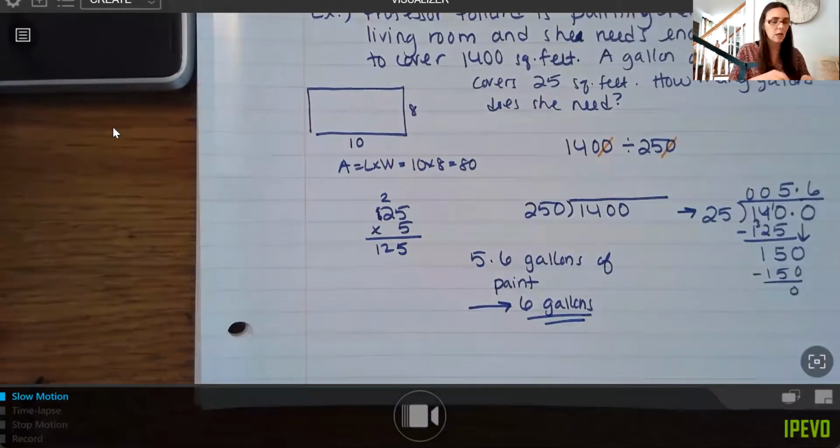So there's just one application that we can do with painting here. Actually, I want to just check something. Yeah, that looks good. All right. Hope you guys enjoyed that problem.